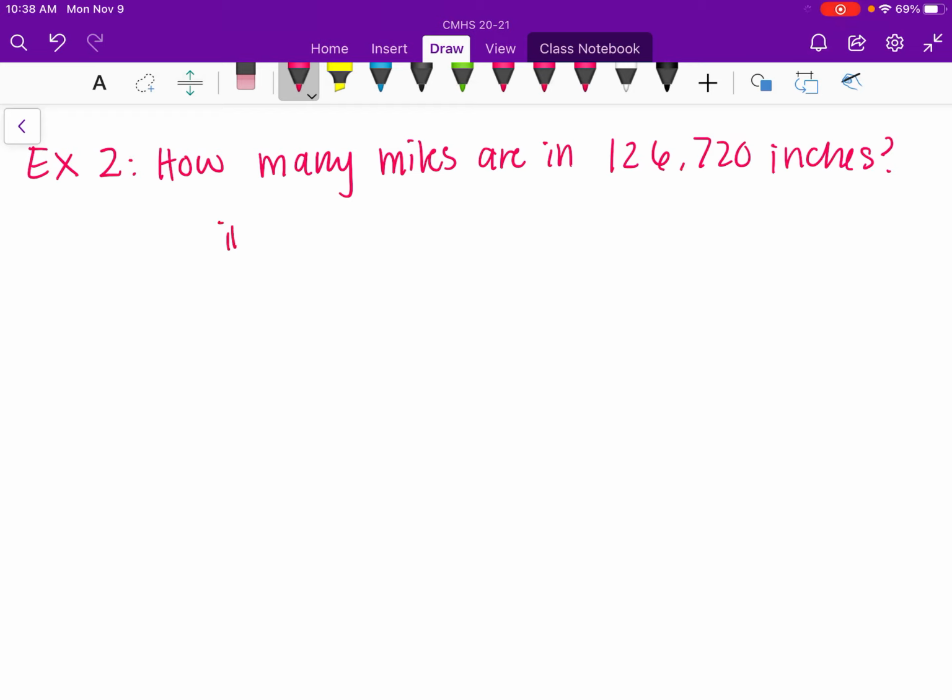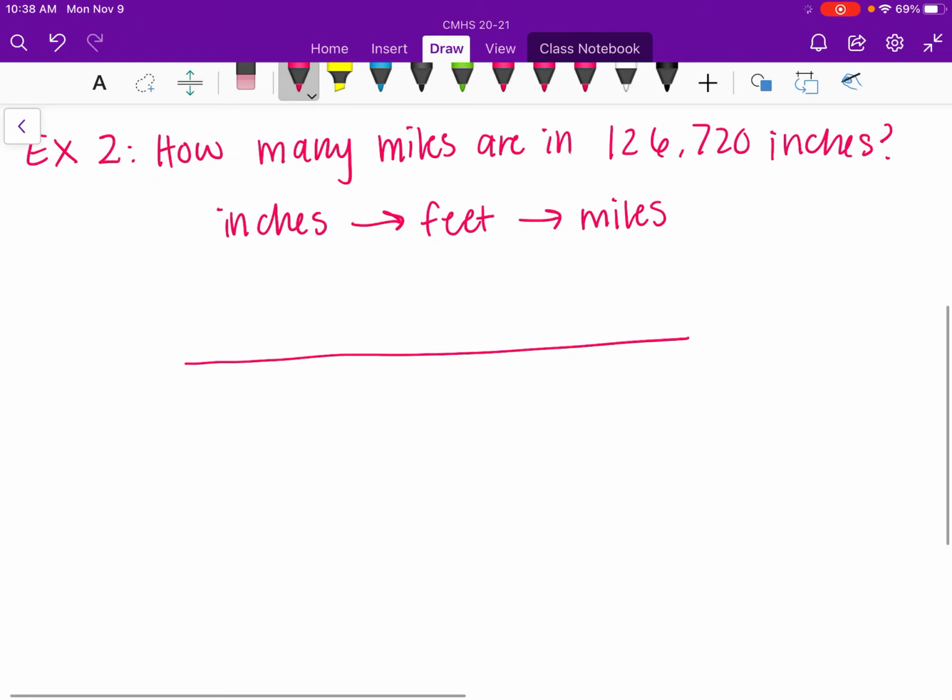All right, so we're going from inches to probably feet, wouldn't you say? Step up from inches is feet. And then a step up from feet is miles. All right, so let's begin. Again, we're going to have 3 because we had 3 things. First inches, then feet, then miles. So we have 3 sections.